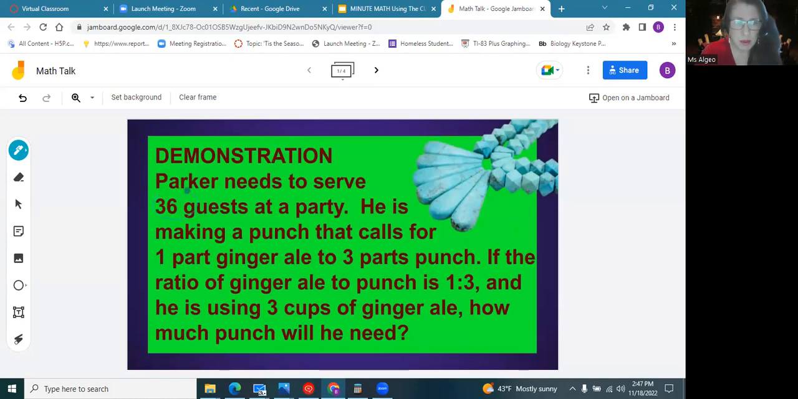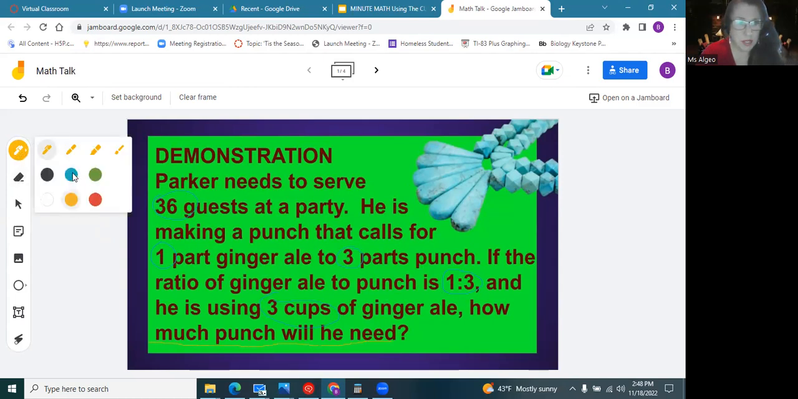I'm seeing the number 36. I'm seeing the number 1, the number 3. I'm noticing a ratio. So the gift of this problem is that the ratio has been written for us. We could do it ourselves, but it's already here, so that's nice. And then I see 3 cups. The question that's being asked is, how much punch will he need if he's using 3 cups of ginger ale and the ratio is 1 to 3? Okay.